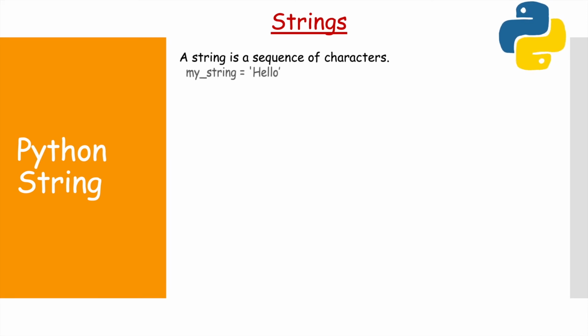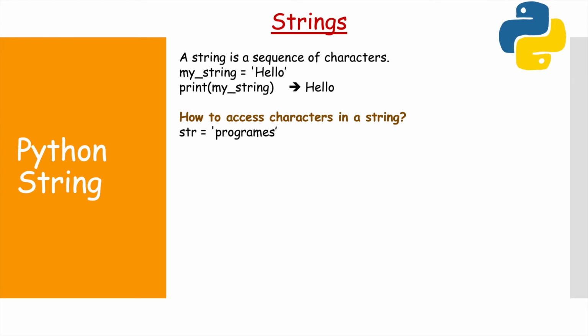Now let's see how to create a string in Python. So this is an example of a string. Strings can be created by enclosing the characters inside single quotes or double quotes. Even triple quotes can be used, but they are mainly used for multi-line comments and docstrings. So when you print the string, you get hello as the output.